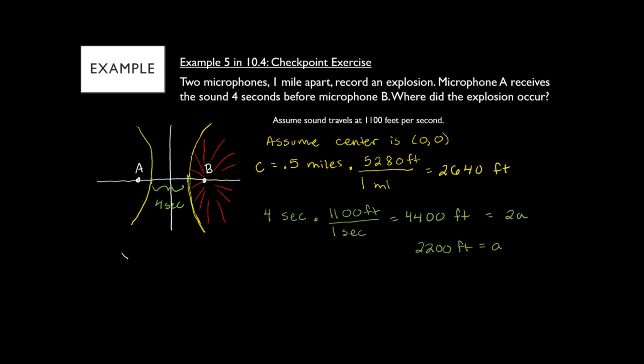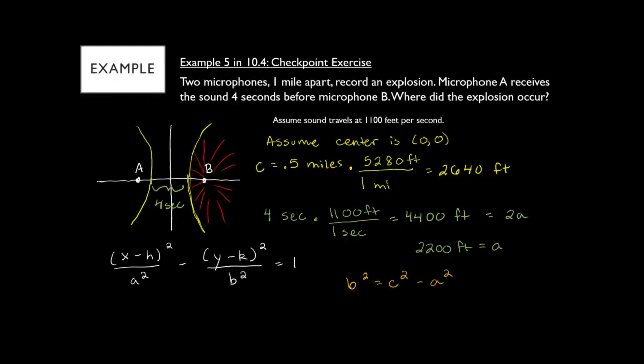So the equation that we use, the x minus h squared over a squared minus y minus k squared over b squared equals 1. So we assumed h and k are 0. So that just gives us x squared and y squared. And we have found a squared. So now we need to find b squared. And b squared is found with the formula c squared minus a squared. So we're going to have to plug in our values.